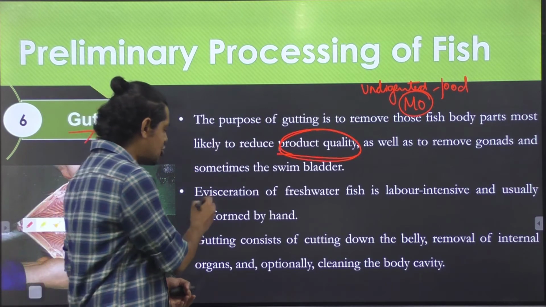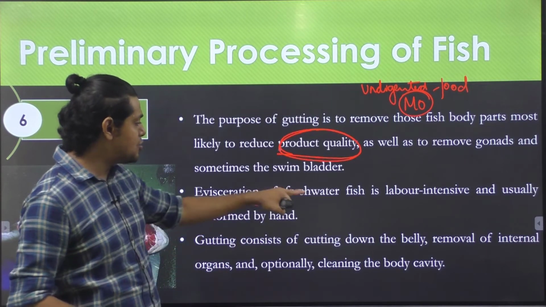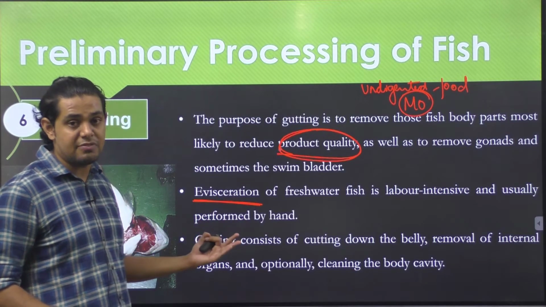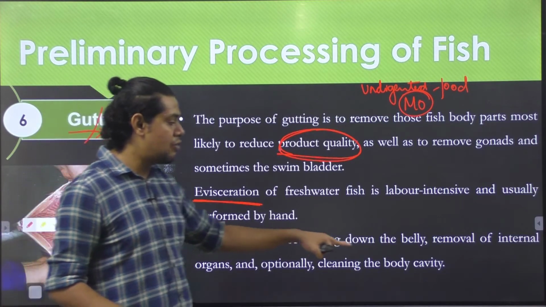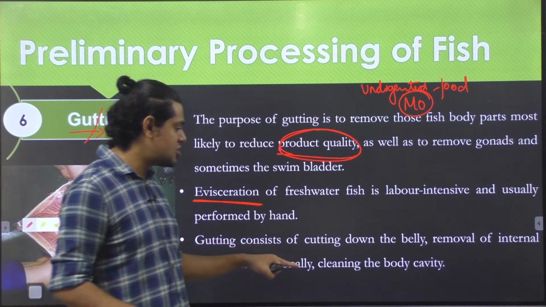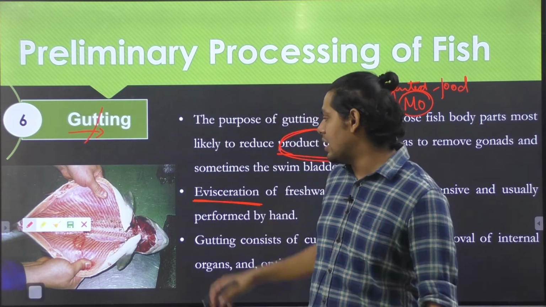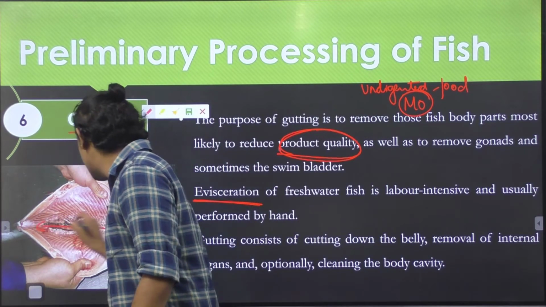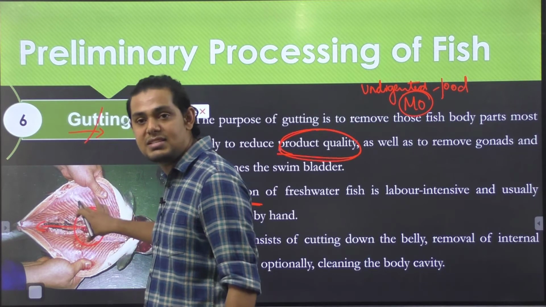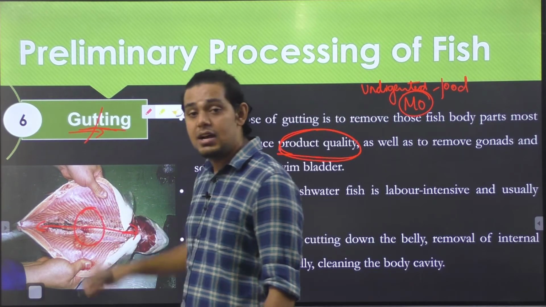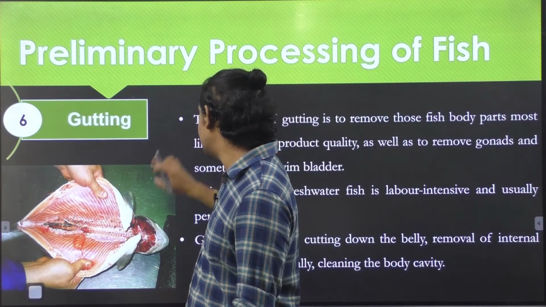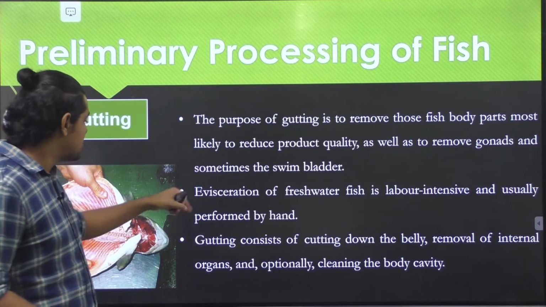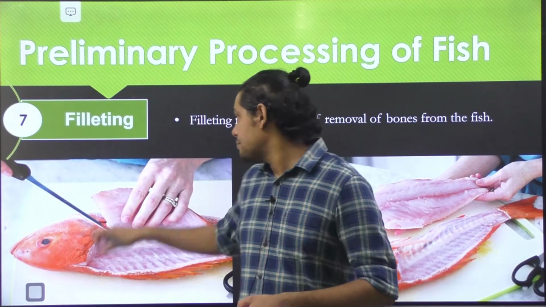Evisceration, which is the removal of the visceral organs of freshwater fish, is labor intensive and usually performed by hand. Gutting consists of cutting down the belly, removal of the internal organs, and optionally cleaning of the body parts. As you can clearly see in this picture, the belly of the fish is cut and all the internal organs are taken out, which is why it is regarded as the gutting process. Soon after gutting, the fish is also subjected to cleaning using hot water. The next important unit operation is filleting.